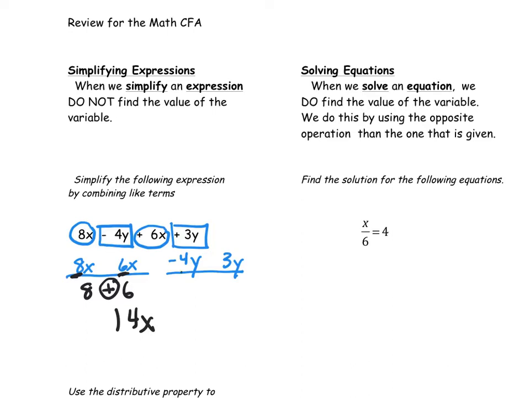Next, on the other set of y terms, I have a negative 4 coefficient, which means a number in front of a variable, and a positive 3. And when I combine terms, I'm adding. When I add these two, I'm going to get a negative 1y. So now I have one more step.